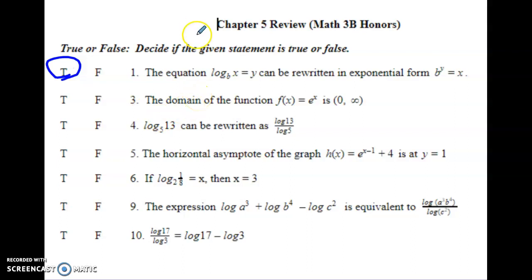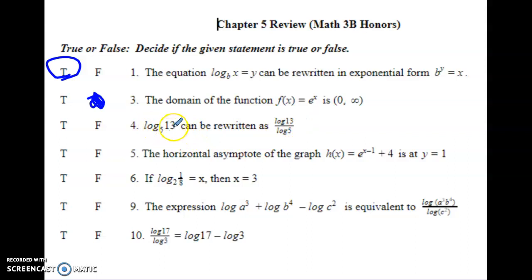Now, I'm writing with my mouse, so please forgive my sloppy handwriting. The domain of the function e to the x is from 0 to infinity. Well, if you graph this, you would notice that the domain of the exponential function is all reals. It's not limited from 0 to infinity. So this one is false.